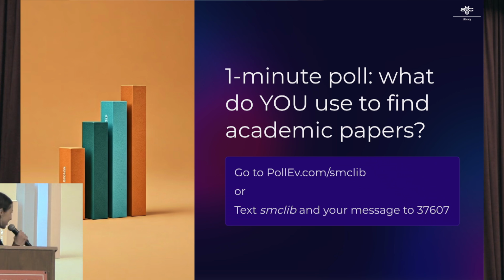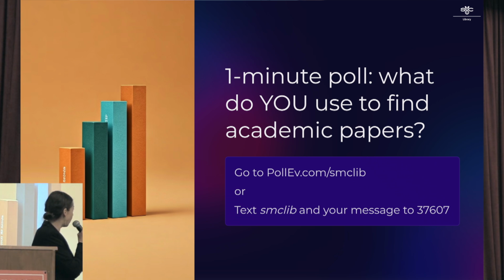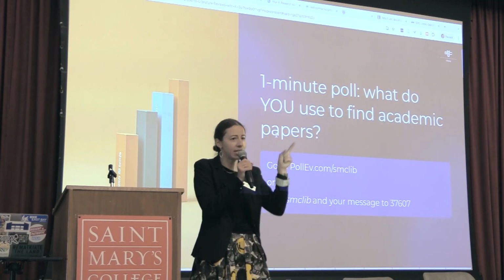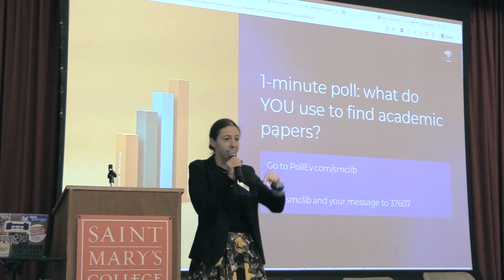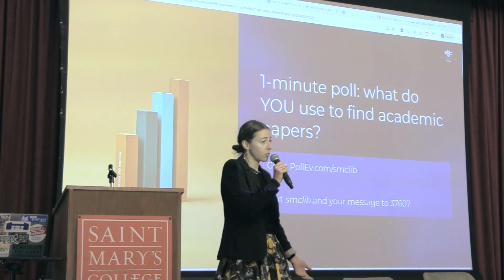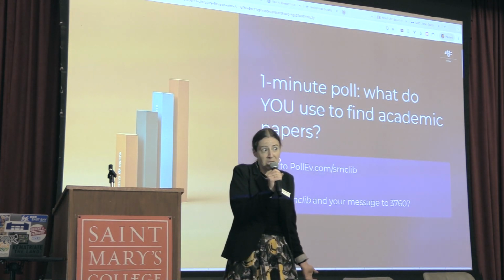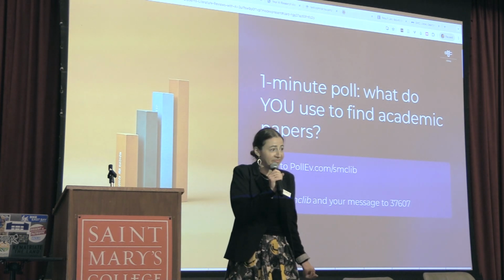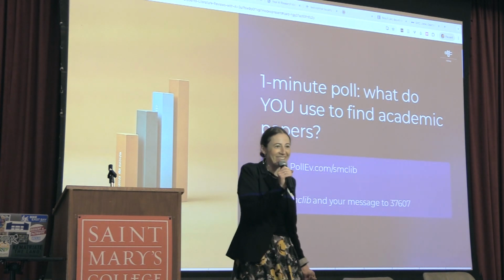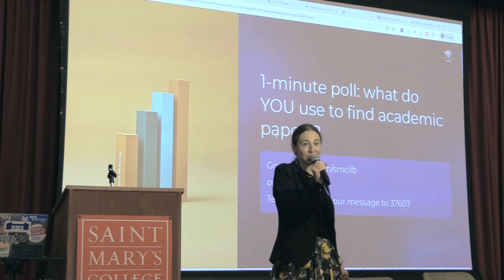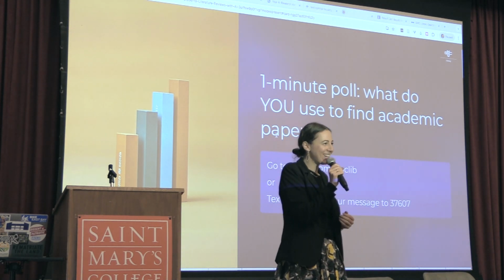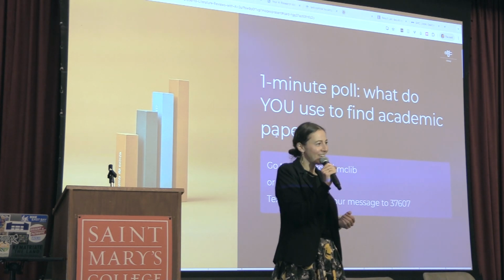I am curious what you all use to find academic papers. You can do all this if you want, but in the interest of time, can a few people just shout out and I will repeat on the microphone, what are some of your go-to sources for finding academic papers, if you need to? PubMed, thank you. Google Scholar. Research Rabbit. Research Rabbit, and we'll be talking about that here. Awesome. Okay.